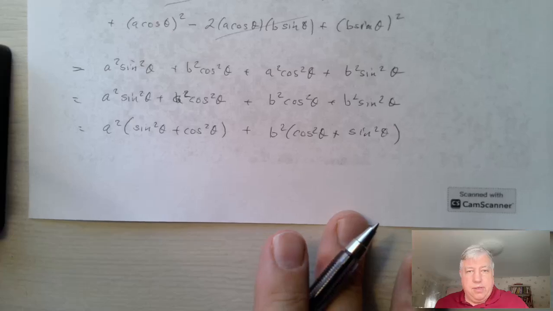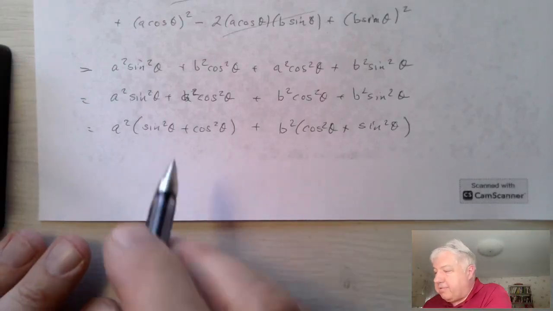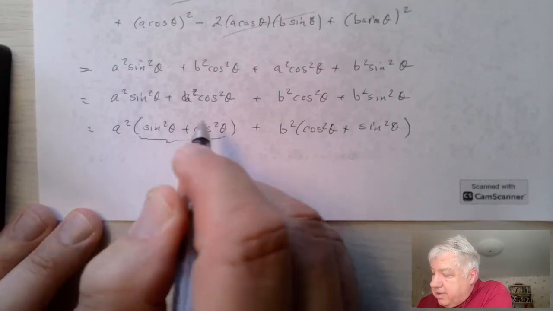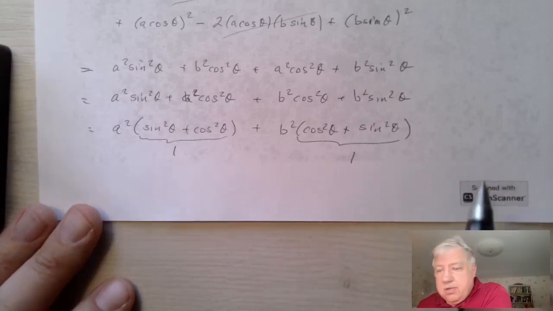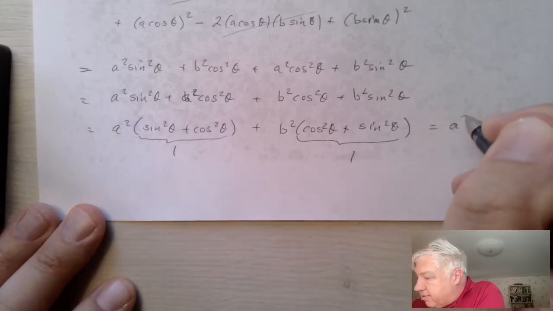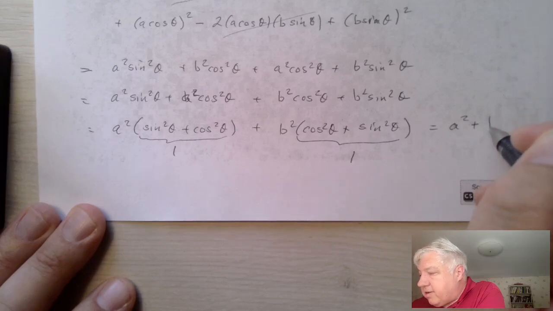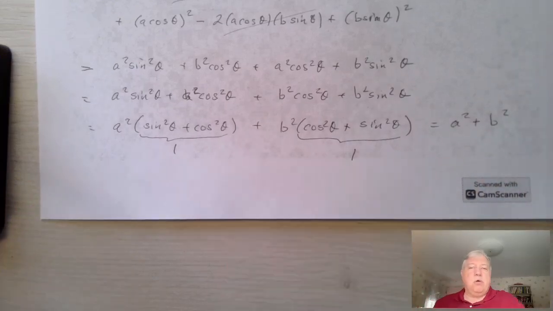Okay. I think you can see something very nice happens. We use the fundamental identity, which says that this has to be 1, and so this is 1. So this is going to be a squared times 1, or just a squared, plus b squared times 1, or just b squared.